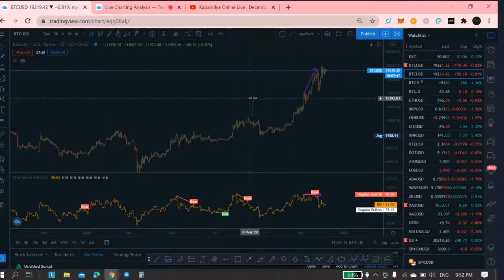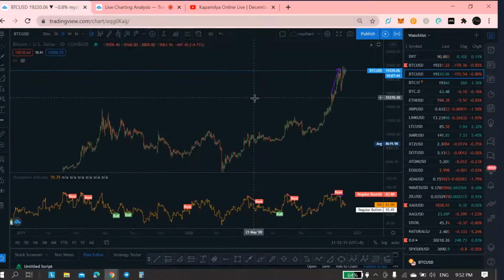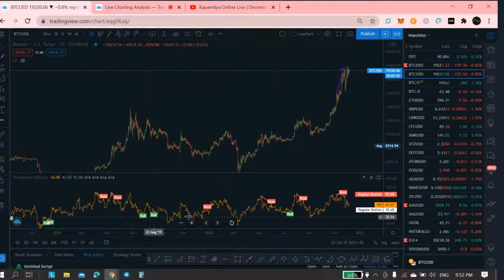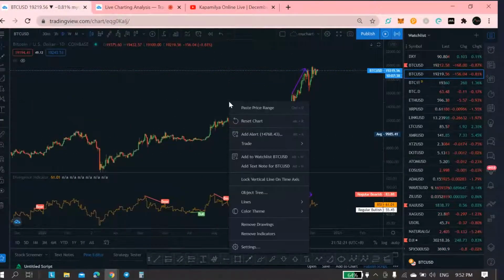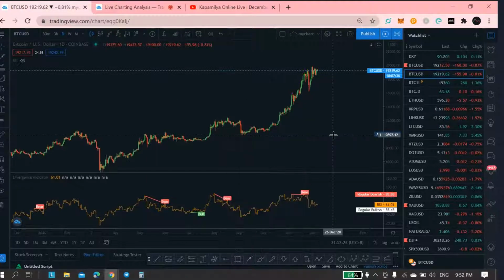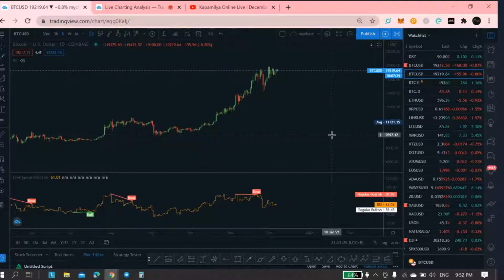Now let's move on to the bullish divergence. You can see the bullish divergence here. Let me delete it again, and let's try to look for some bullish divergence.